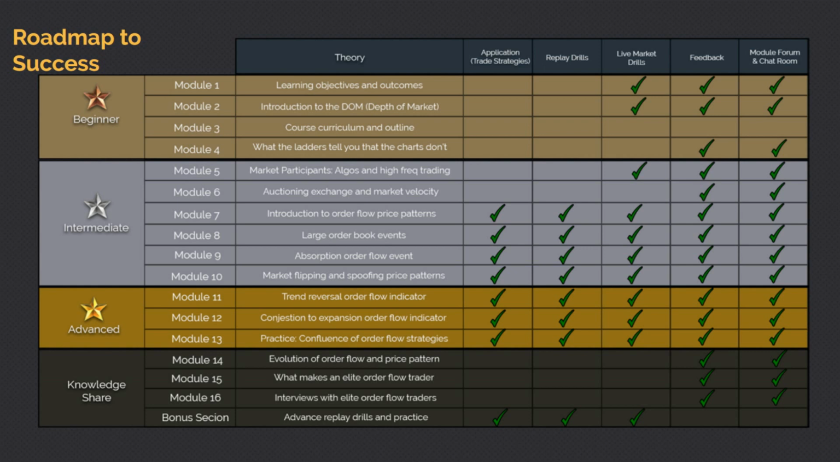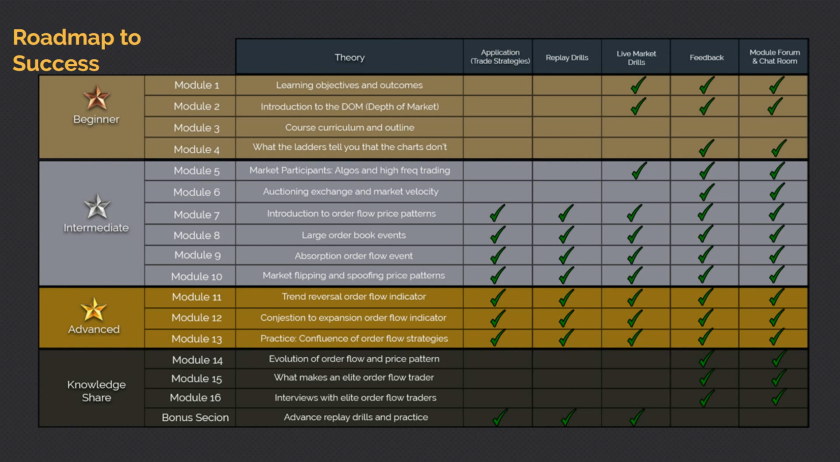events, and then we go into module 9, looking at the various absorption order flow events and the variety that do exist, and then how do you trade in and around them. Then we move over to module 10, observing market flipping patterns and spoofing price patterns, and what appropriate trading strategies you deploy to effectively profit from them.